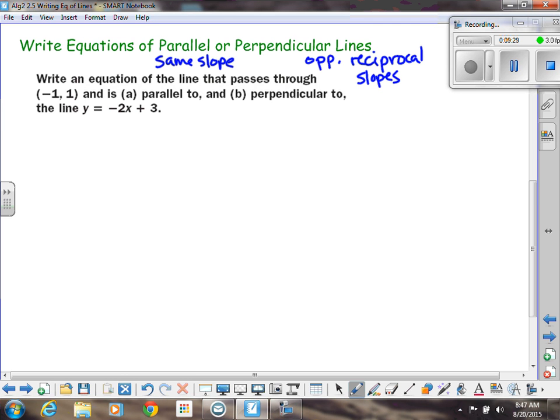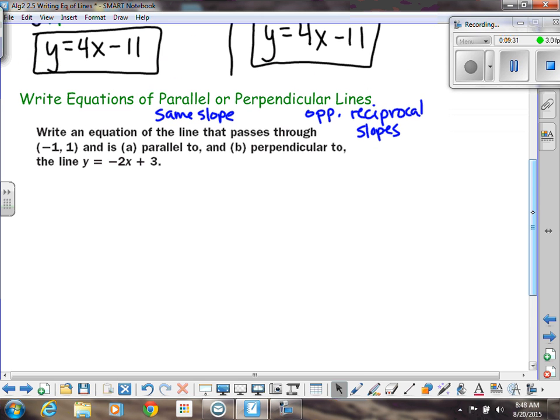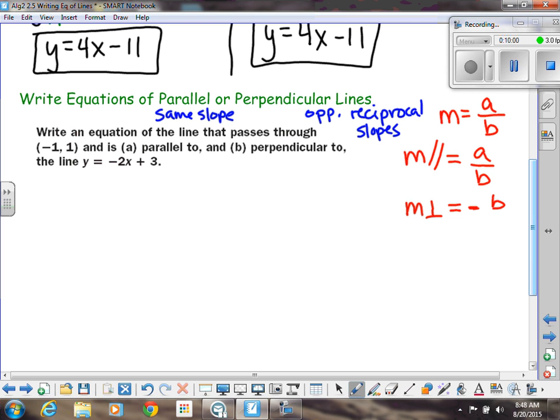So something that might help you see a visual for slopes for parallel and perpendicular lines. Let's say m is my original slope, and that's equal to some number divided by another number, a over b. Well, if I want a slope that's parallel, that's the line symbol for parallel, then it's going to be the exact same thing. But if I want a slope that's perpendicular, I need to flip the fraction around and change the sign. So if this is positive a over b, I want it to be negative b over a. That would be the perpendicular slope.